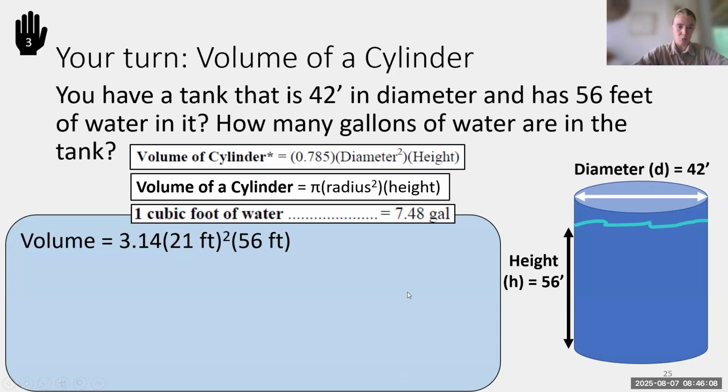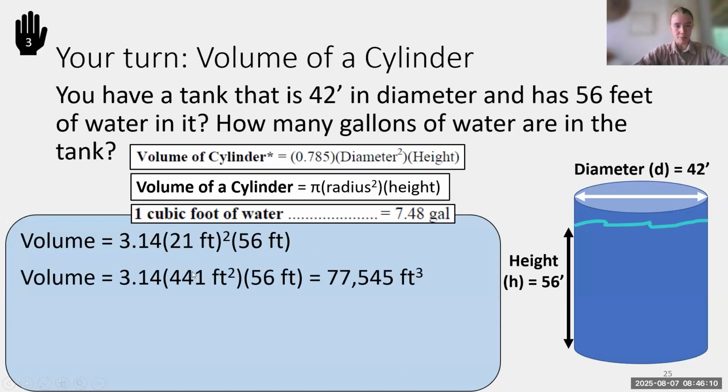Okay, so now we just work across this equation. 21 feet squared is going to give us 21 times 21 is 441. We get feet squared. And then we'll just multiply across here. 3.14 times 441 feet squared times 56 feet gives us 77,545 cubic feet. But remember that in this question, they're asking for gallons of water, not cubic feet of water.